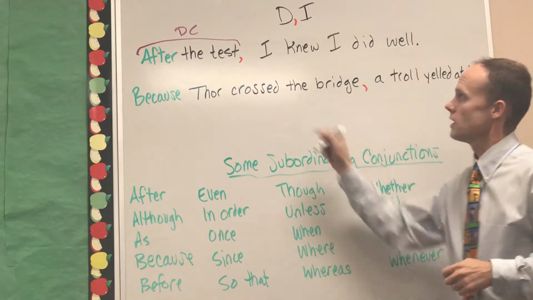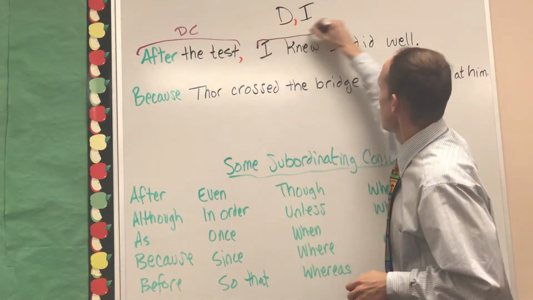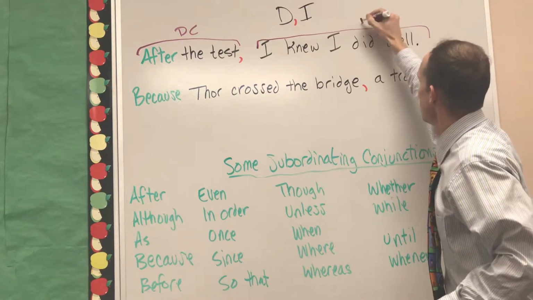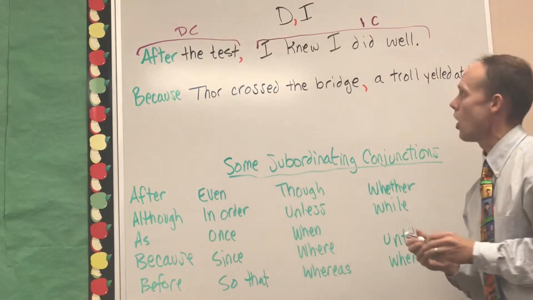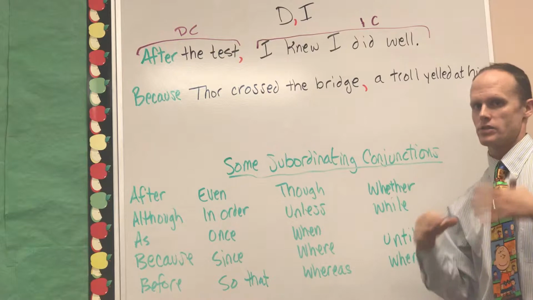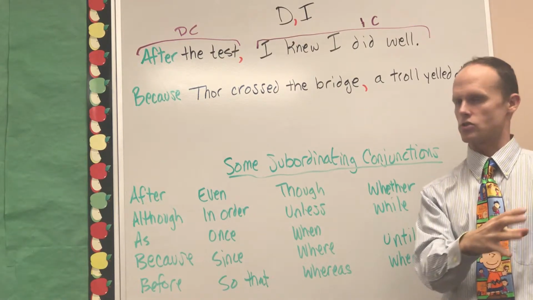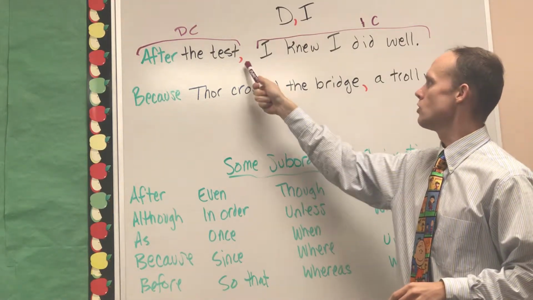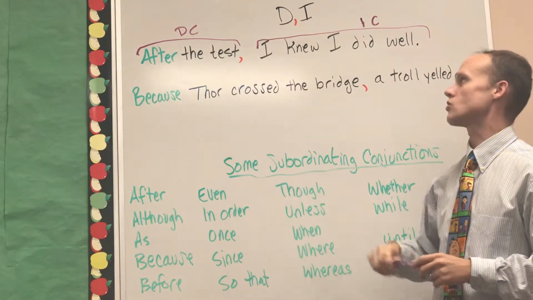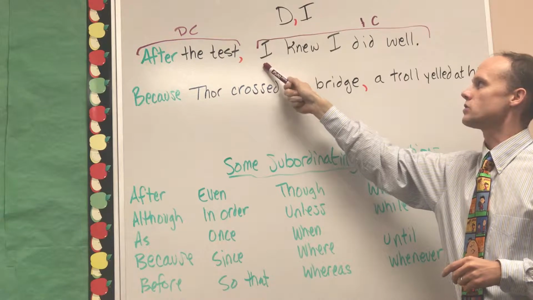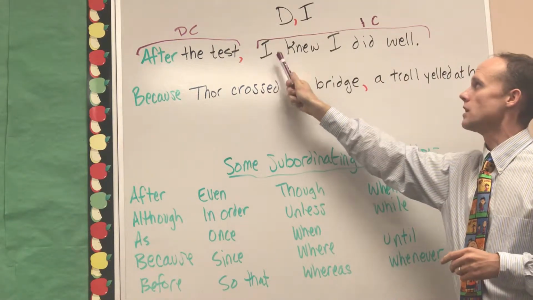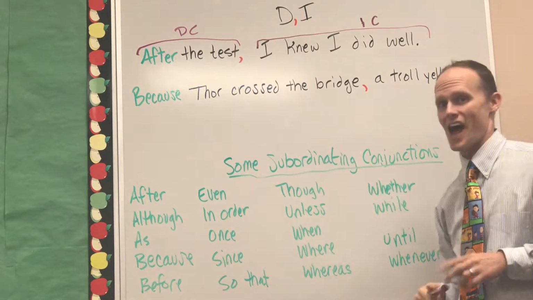a subordinating conjunction. Now, right here, I knew I did well on that test. Way to go. Thumbs up. This is that independent clause. I knew I did well is a complete thought. It makes sense. That is a complete sentence. It can stand on its own. Okay? So what I do is, after the dependent clause is over, I put a comma. Usually that's going to happen right before the subject of the independent clause. The subject in this case, in the independent clause, is I.